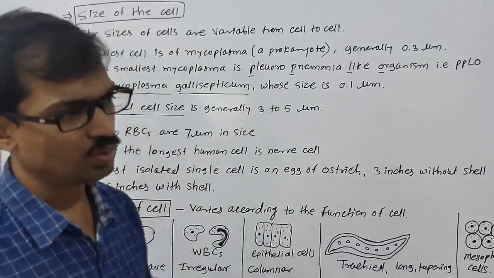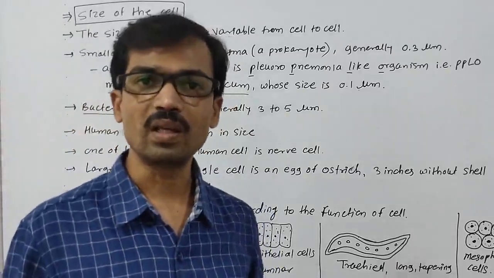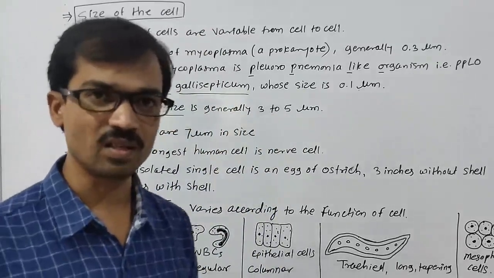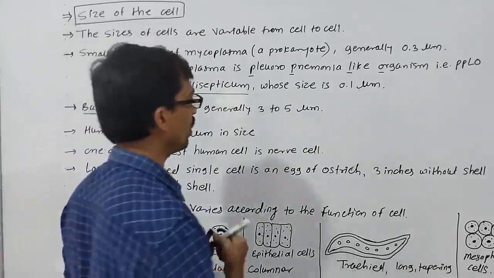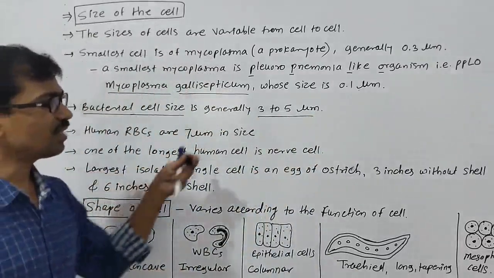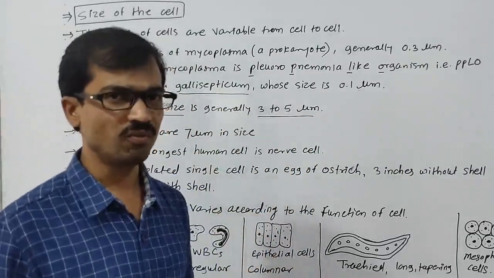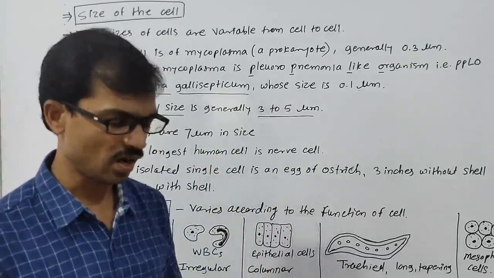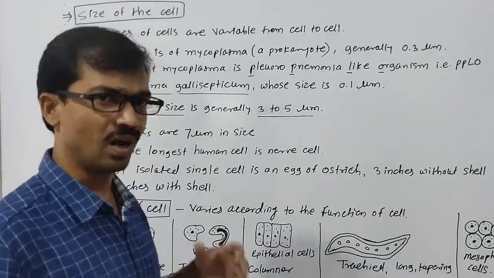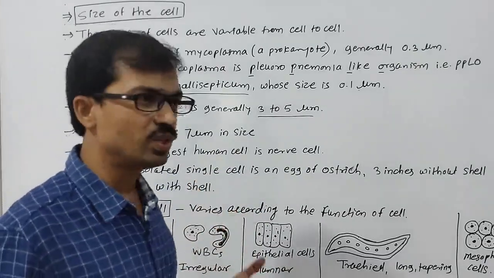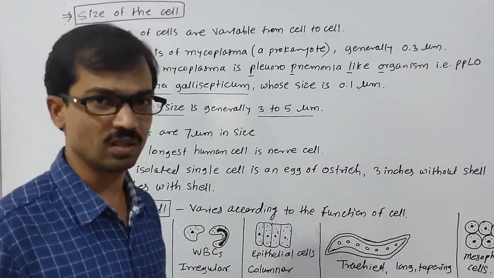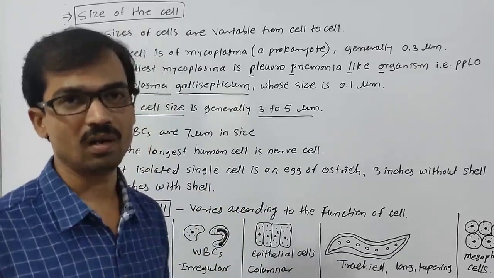Then उससे थोड़ा सा बड़ा size होता है bacteria का, which are also prokaryotes, and the average bacterial cell size is 3 to 5 micrometer. Okay, and these are the sizes which we cannot see with the help of naked eyes, and under the microscope also they are not very easily observable. Under the light microscope we can observe them easily under the compound light microscope, not under the simple light microscope.